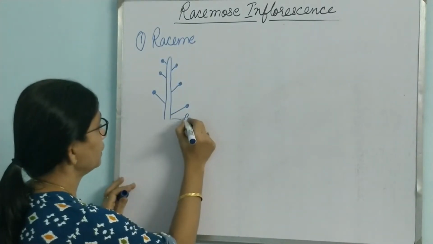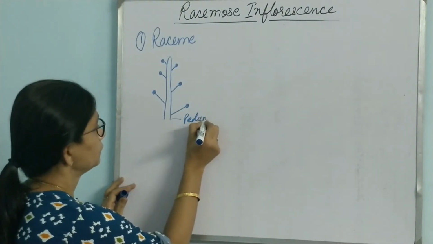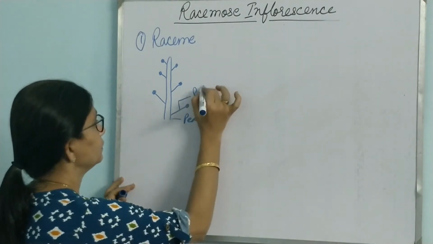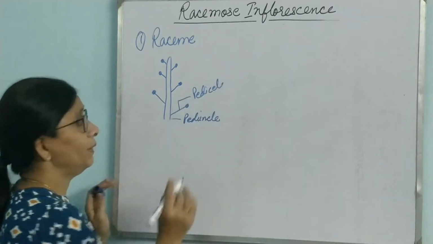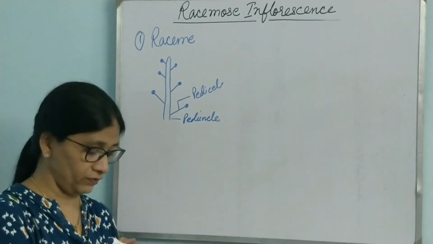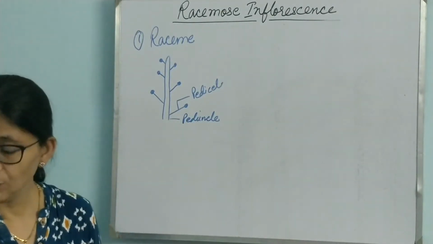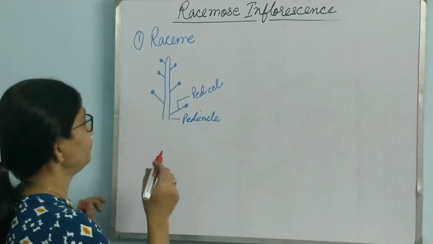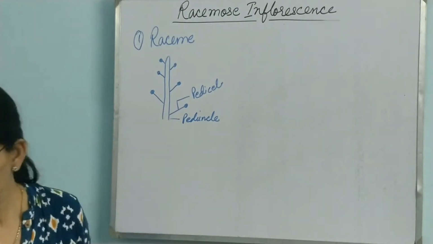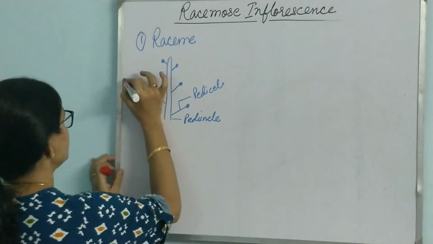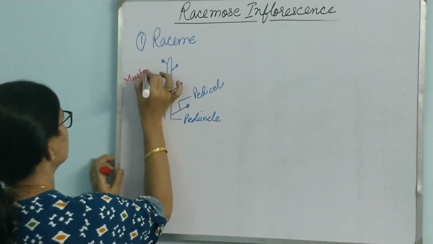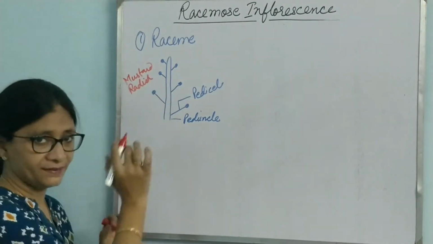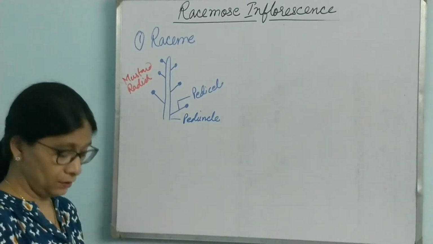So here we see the peduncle is growing indefinitely and the flowers are coming one by one, and they are stalked flowers. This is the peduncle and this is the pedicel. That means it is the stalk of the flower, and the flowers are pedicellate. Common examples of raceme are mustard and radish.